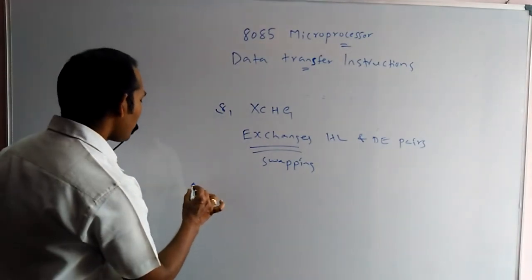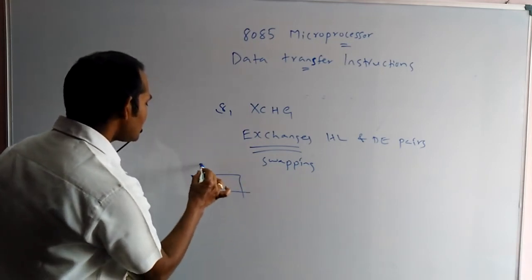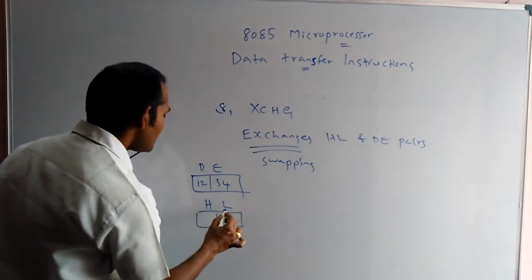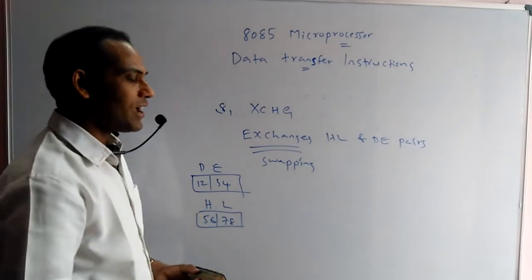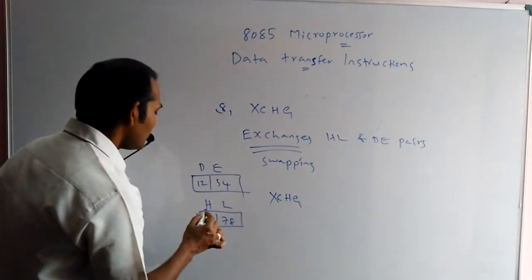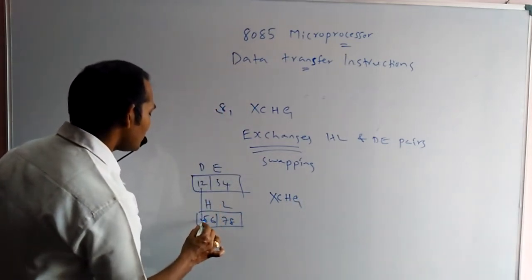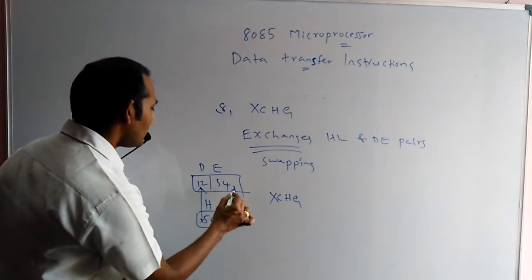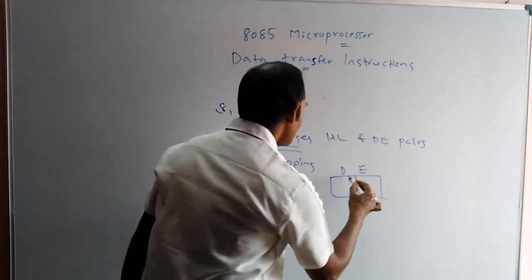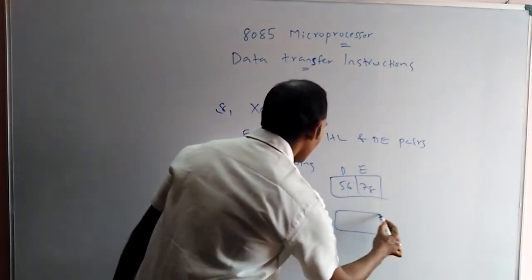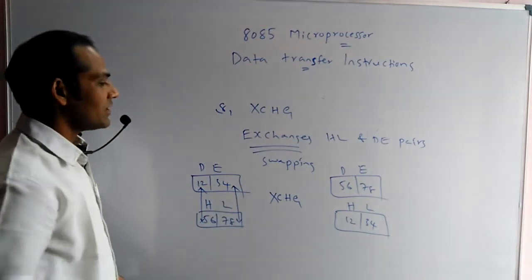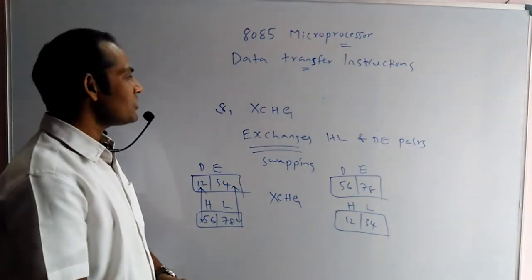Let us take one example. Suppose DE contains 1, 2, 3, 4 and HL contains 5, 6, 7, 8. Then after exchange, this swapping takes place. That is 12 and 56 are interchanged and 34 and 78 are interchanged. That means now DE contains 5, 6, 7, 8, and HL contains 1, 2, 3, 4. Like this, the data will be exchanged. That's about the exchange instruction.